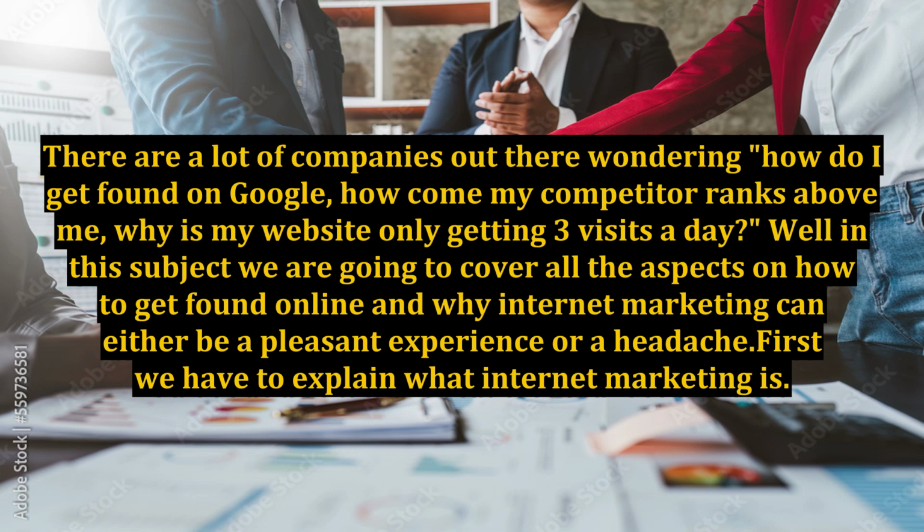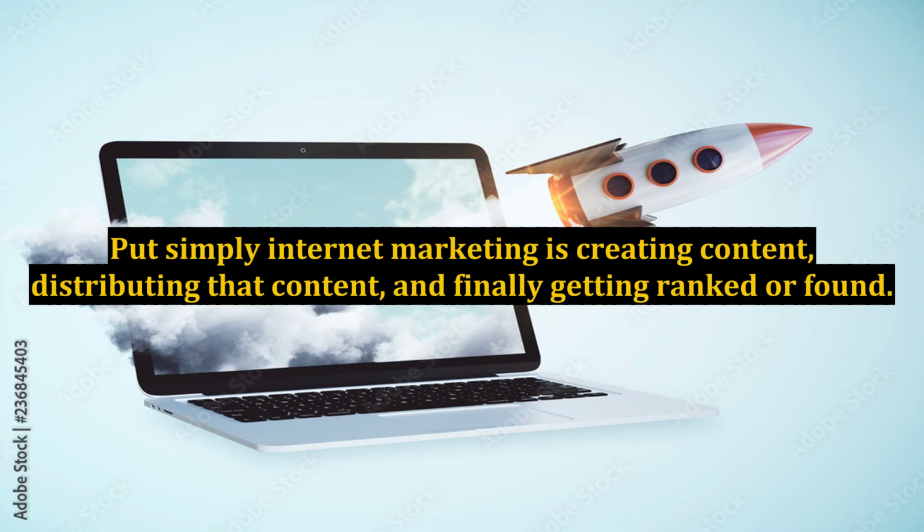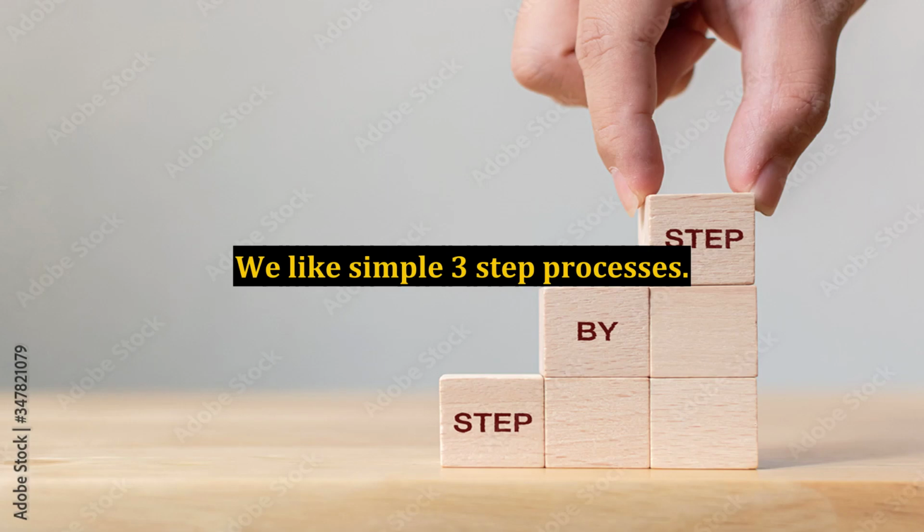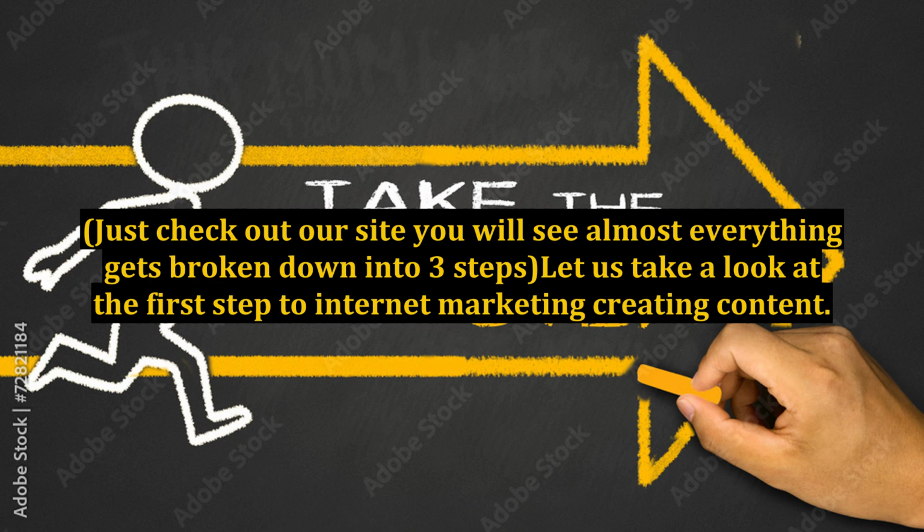First, we have to explain what internet marketing is. Put simply, internet marketing is creating content, distributing that content, and finally getting ranked or found. We like simple 3-step processes. Just check out our site, you will see almost everything gets broken down into 3 steps. Let us take a look at the first step to internet marketing, creating content.